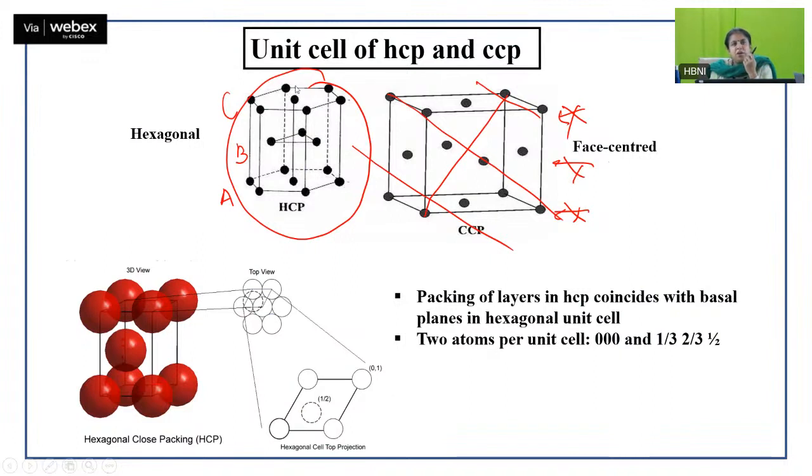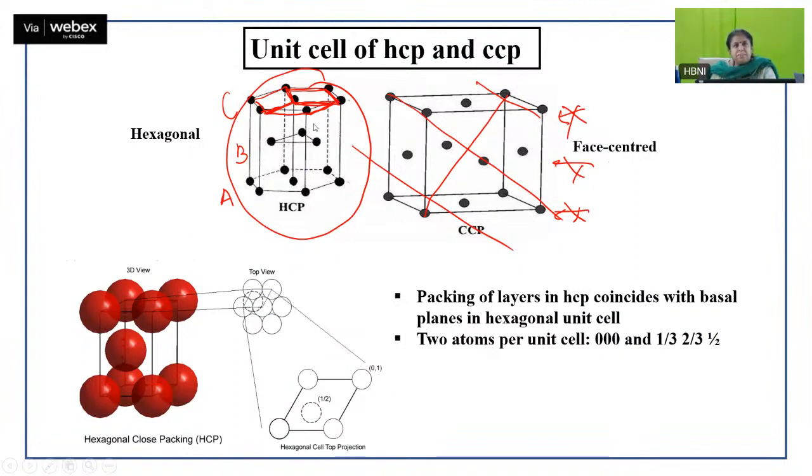Normally, to define this unit cell, we divide this hexagon into three parts. See this way, and this. Can you see this? This is my first cuboid, this is my second cuboid, and this is my third cuboid. So the unit cell is actually one third of this entire hexagon that you're seeing right now.